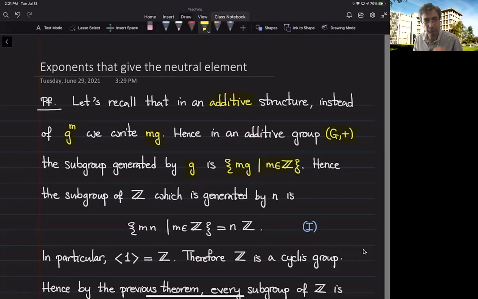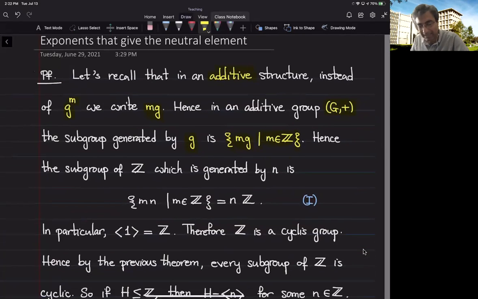So again, let me repeat this. I cannot overemphasize this. Please do not make this mistake. When we are using the plus notation, the cyclic group generated by an element consists of integer multiples of g. We use this notation instead of g raised to power m.